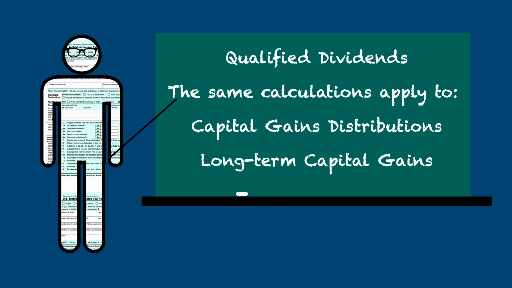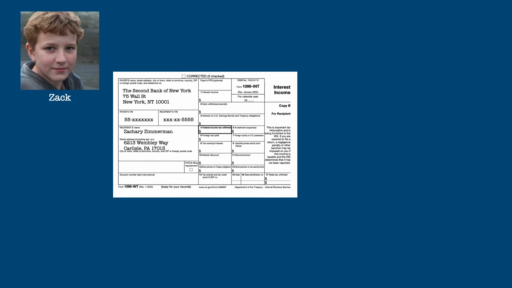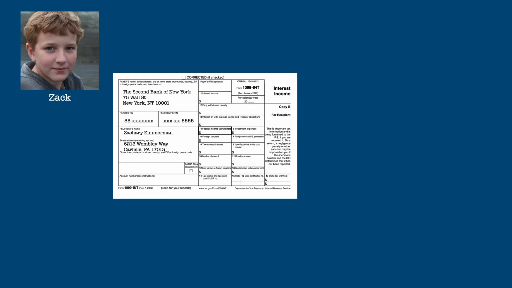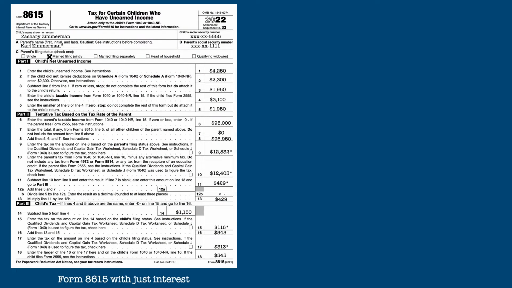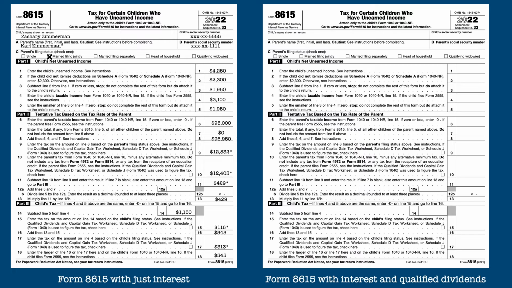So in this example, Carl and Dorothy's son Zack still has $4,250 in unearned income, but instead of it just being interest income, his income consists of $750 in interest and $3,500 in qualified dividends. And just like before, Carl and Dorothy are going to file a tax return for Zack and calculate his Kiddie Tax on Form 8615. Part 1 of the Form 8615 is filled out just the same as before, and Part 2 is filled out all the way through line 8.